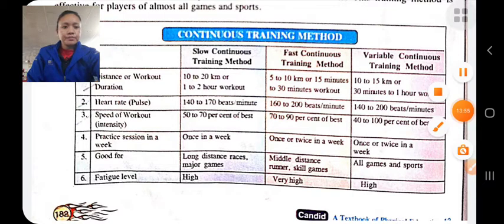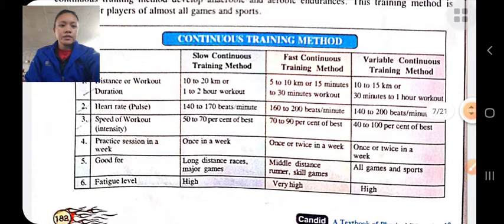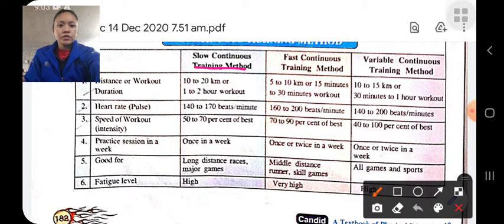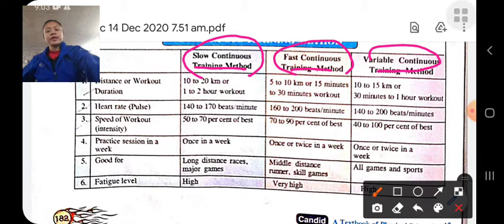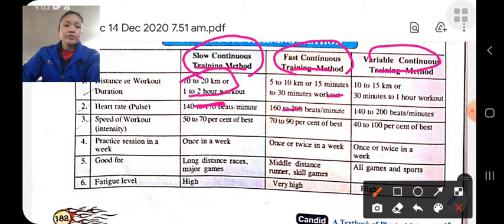Slow continuous training methods, fast continuous training methods, and variable continuous training methods: these are the three types of continuous training methods. In slow continuous, we should do the workout for 1 to 2 hours, over 10 to 20 kilometers. In fast continuous, we do the activity for 15 to 30 minutes. In variable, we do the activity for 30 minutes to 1 hour.